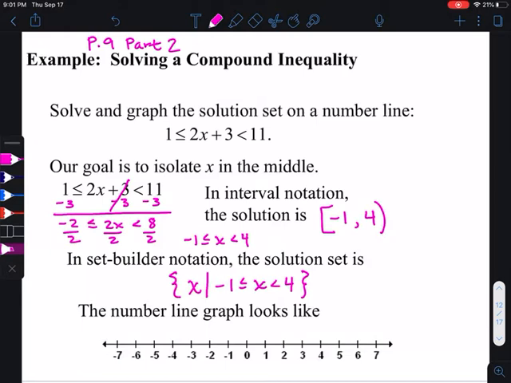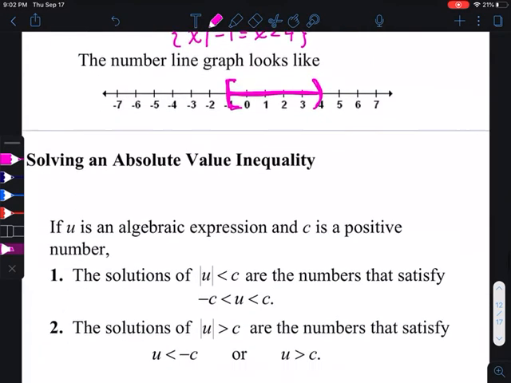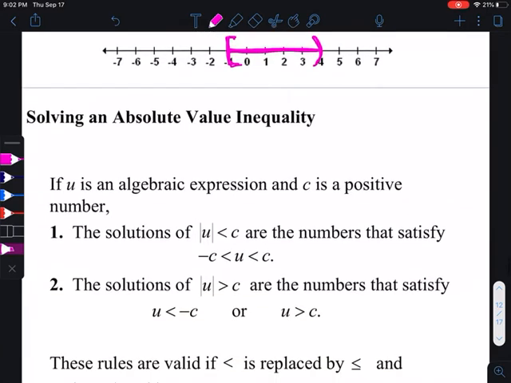So for the number line graph, we're going to go to our negative 1 and open up our bracket. And then at positive 4, we're going to have a parenthesis. And this says that we are going to be somewhere in between. Anytime you have a compound inequality where x falls between those endpoints, you're going to be between those two endpoints. So we have our bracket when it's or equal to, and we have our regular parenthesis when it's up to but not including.